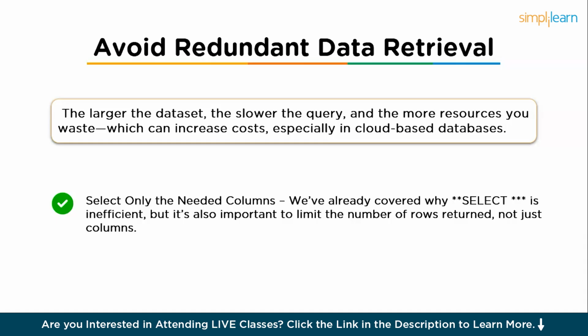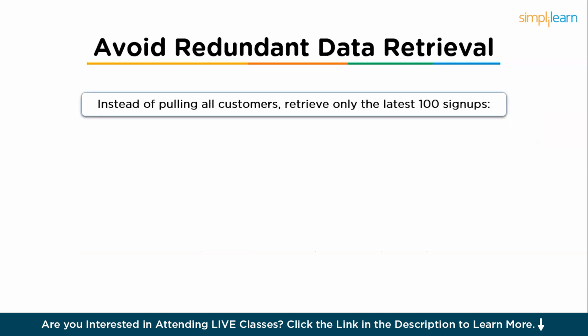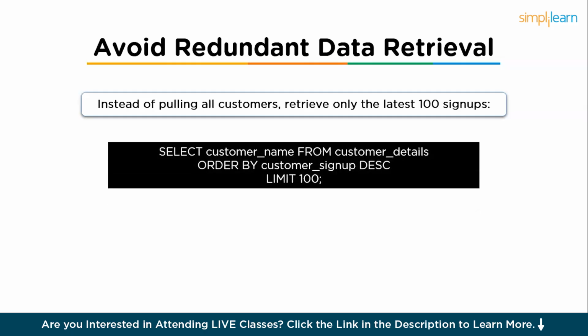First of all, you have to select only the needed columns. We have already covered why SELECT * is inefficient, but it's also important to limit the number of rows returned, not just the columns. Second of all, use LIMIT to control output. Queries that return thousands or millions of rows can drag down performance, so always limit the results when needed. For example, using LIMIT for efficiency. So here, instead of pulling all the customers, retrieve only the latest 100 signups.